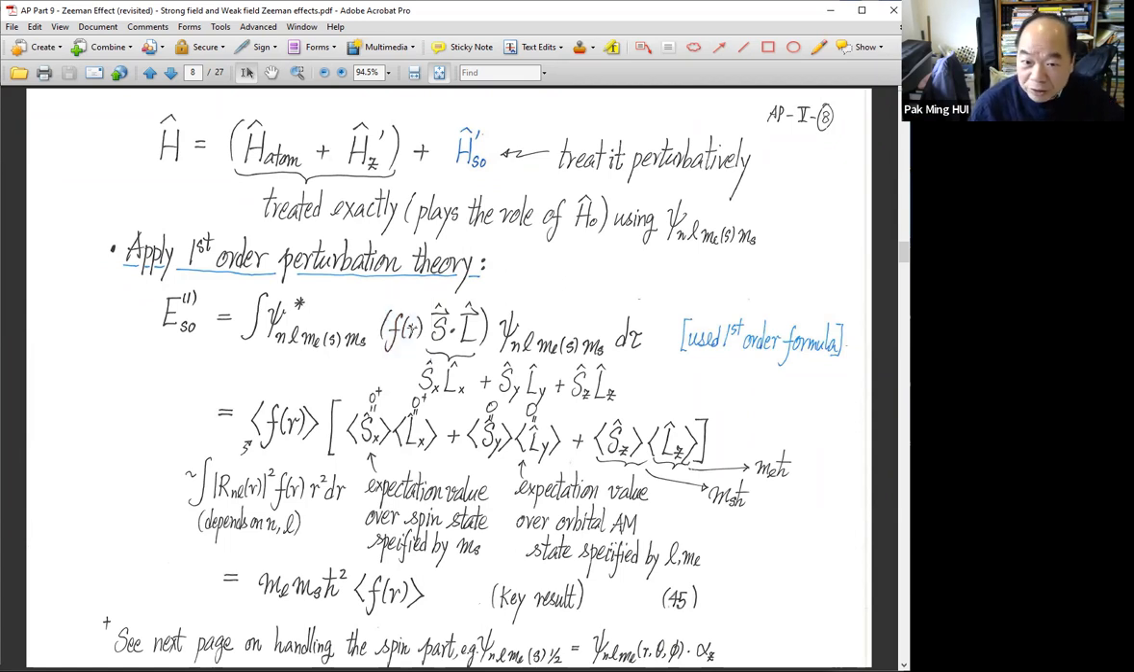First order perturbation. You take these wave functions, try to get the expectation value. So on the right, on the left, the same thing, integrate over every coordinate. Here, it is integrating over r, theta, phi.